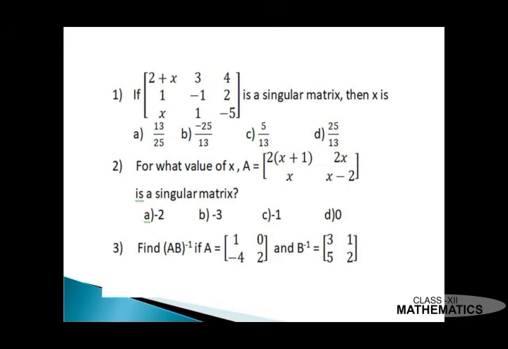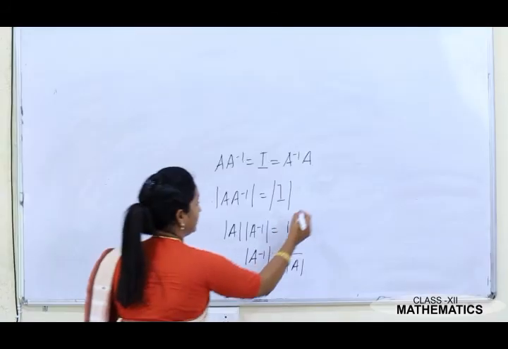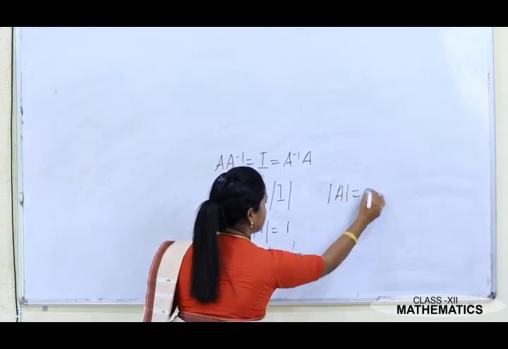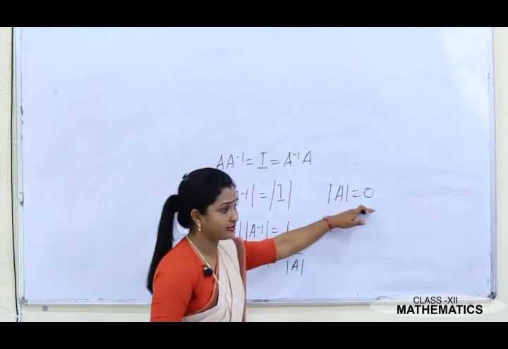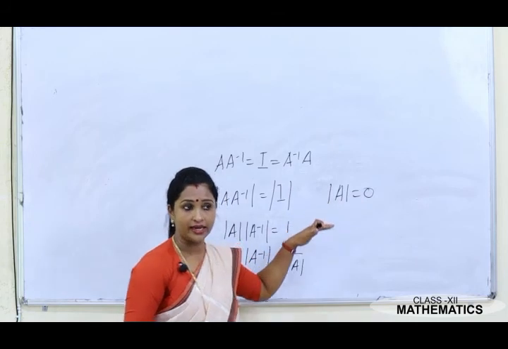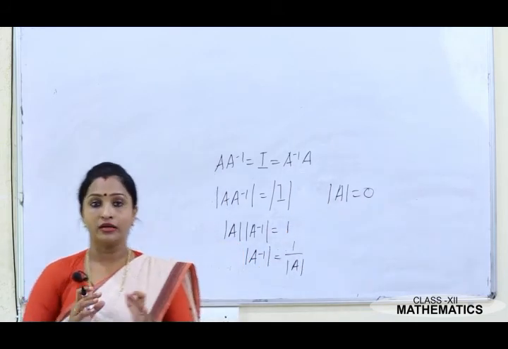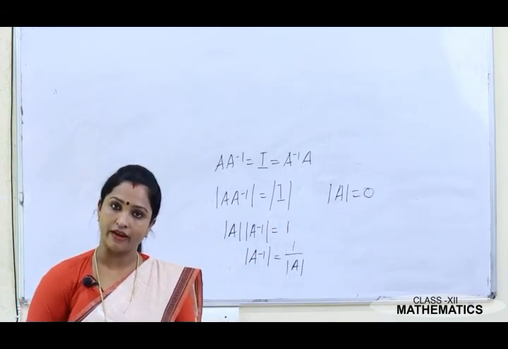Now these are the 3 questions. It's work for you. You will do this at home. These three are questions asked in CBSE. Look at the first question: it's given that it's a singular matrix, then what will be the value of x? Which condition will you apply for a singular matrix? Determinant of A is equal to 0. You have to apply this condition, equate it, solve the determinant and get the value of x from there.